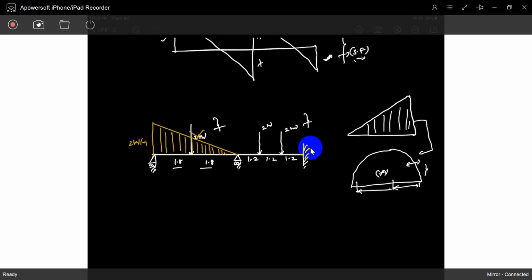That's it. Tomorrow we will explain how to solve when one of the supports is sinking. We already solved problems in fixed beams. If any support is sinking, indirect loadings are generated. So in a continuous beam, if one of the supports is sinking, how will we solve the problems? Tomorrow we will see. That is today's episode.